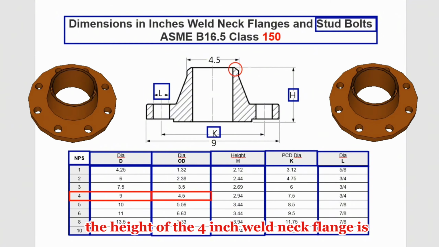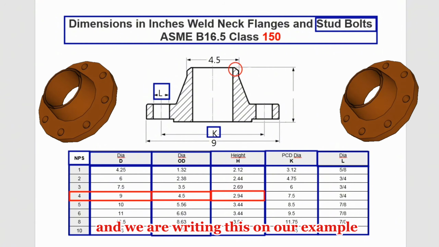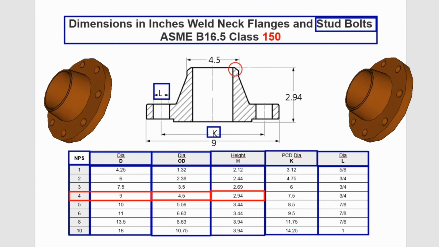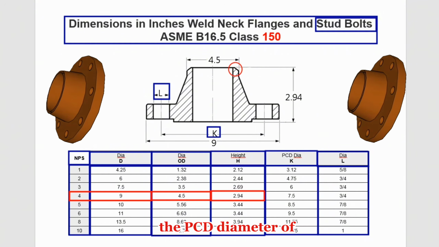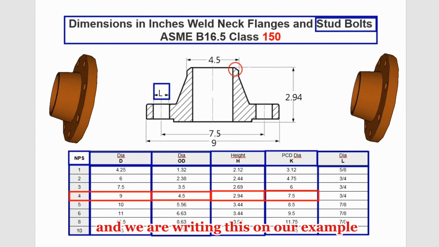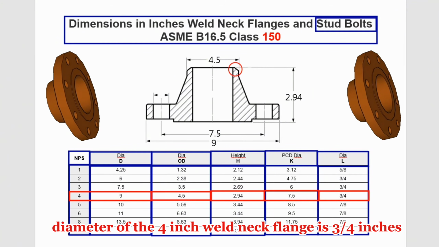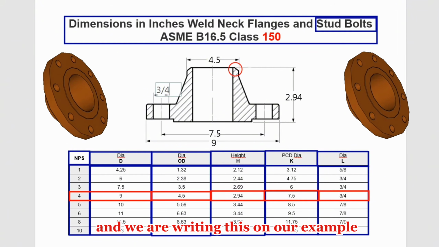The height of the 4-inch weld neck flange is 2.94 inches, and we are writing this on our example. The PCD diameter of the 4-inch weld neck flange is 7.5 inches, and we are writing this on our example. The stud holes diameter of the 4-inch weld neck flange is 3/4 inches, and we are writing this on our example.